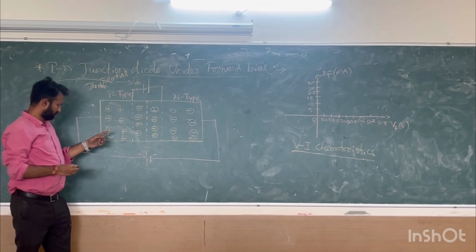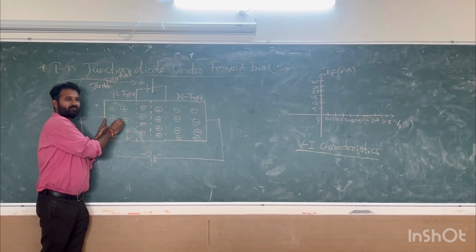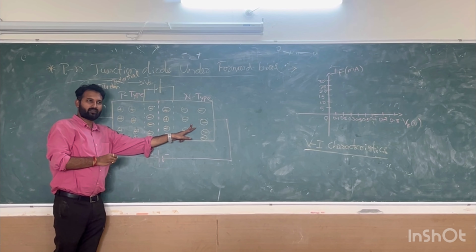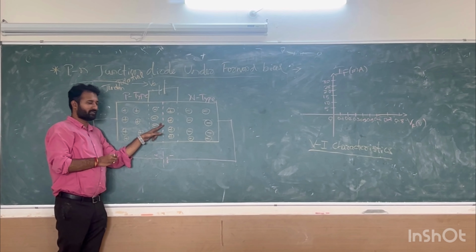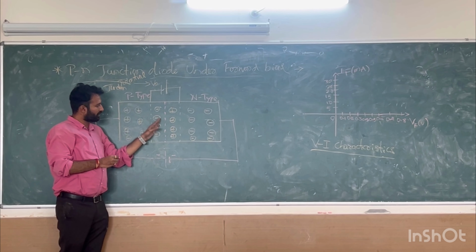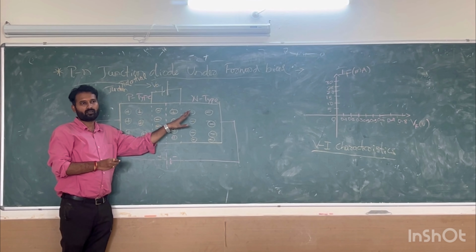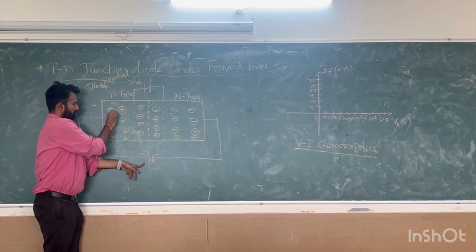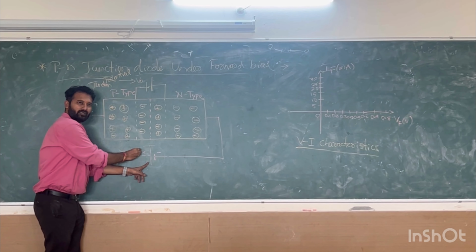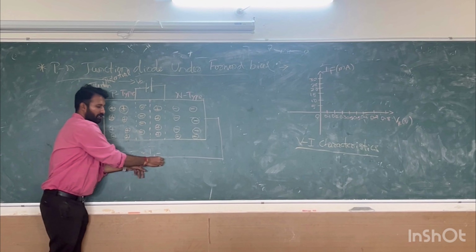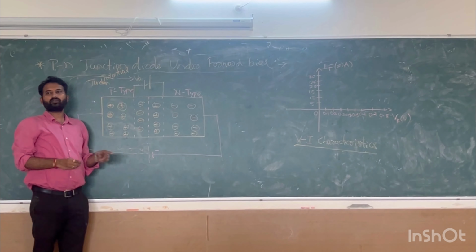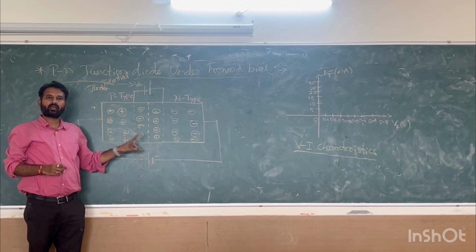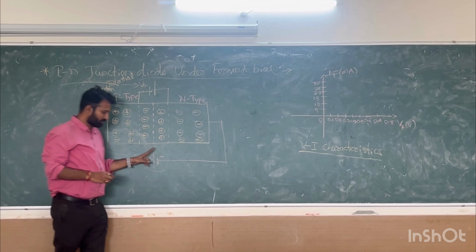What will happen? What are the majority carriers in P type? Holes. What are the majority carriers in N type? Electrons. So electrons will cross the junction and occupy here, and some holes will cross the junction and come and occupy here. Holes will repel towards the positive, electrons will repel towards the negative. So there are two cases under forward bias condition. Let me tell you.